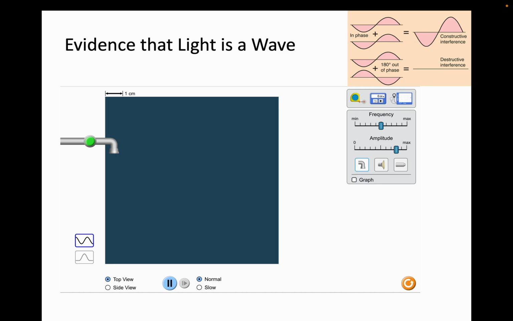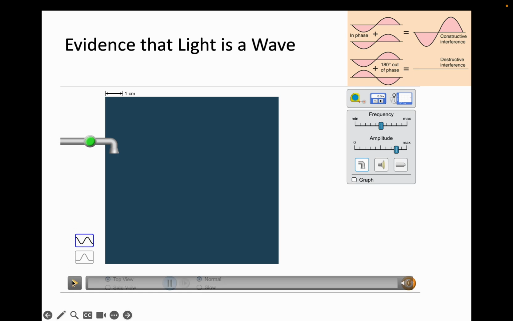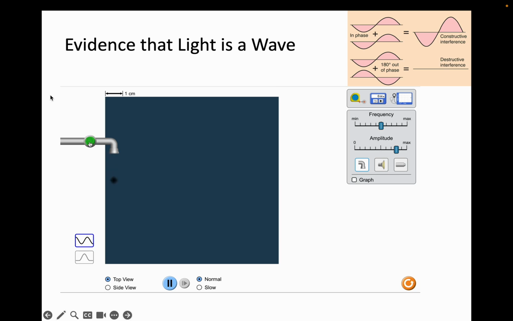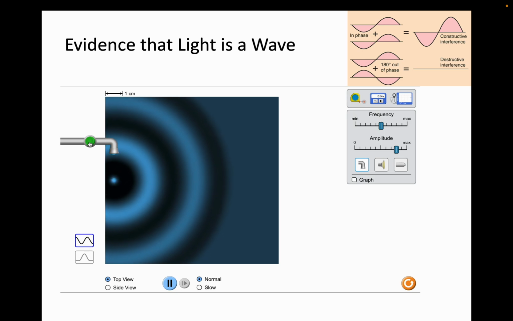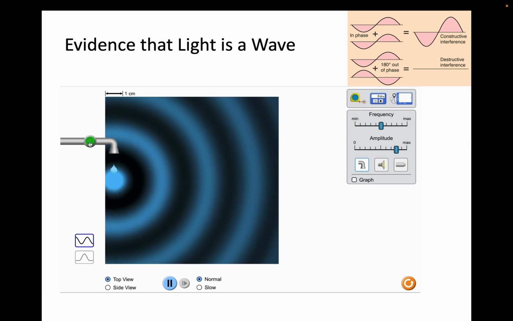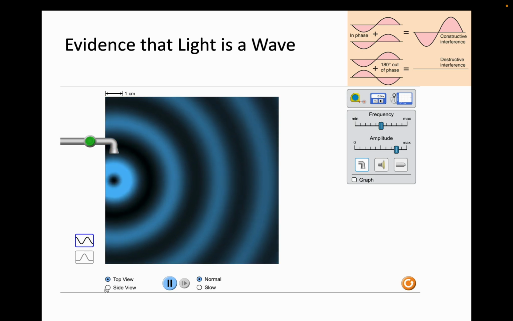Now, the characteristics of waves are going to be really important within this chapter. So let's explore a little bit the behavior of waves and look at some evidence that light has characteristics of a wave. So to do that, we're going to begin within the simulation by looking at waves that are in a tub of water. So our faucet's leaking, and we have waves that are spreading outward within the water.